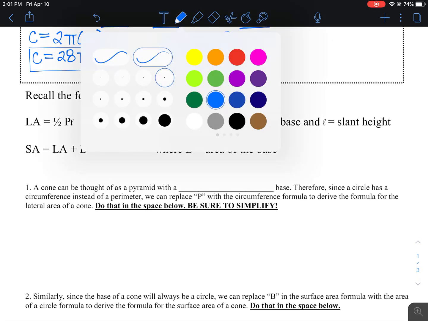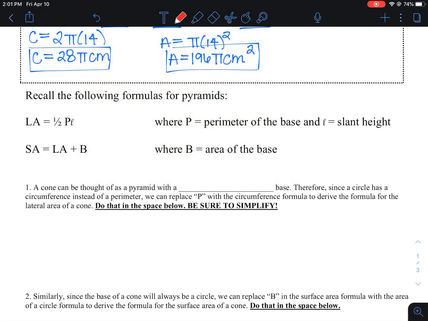So something else to recall are the formulas for pyramids. Last week and then the week before break, we were talking about lateral area, surface area, and volume of pyramids. The lateral area and surface area formulas for a cone are kind of similar, so that's why we're referencing them. Here was lateral area for pyramids, and here was surface area for pyramids. So lateral area, 1/2 times P. Remember that capital P means perimeter of the base. And then that cursive L means slant height.